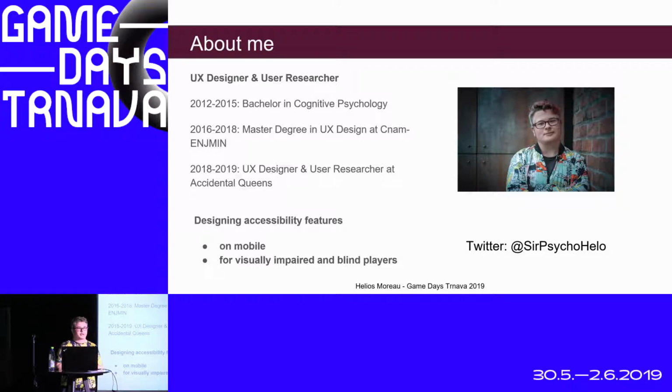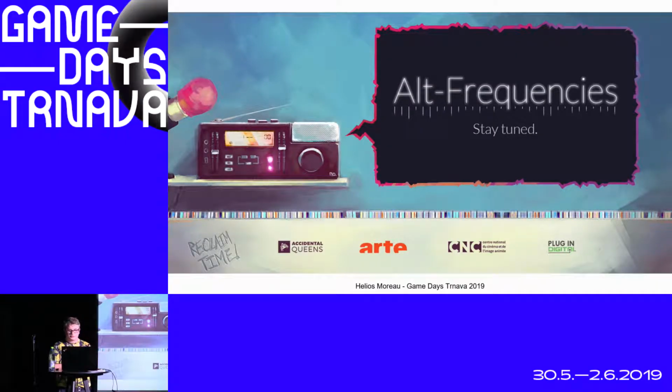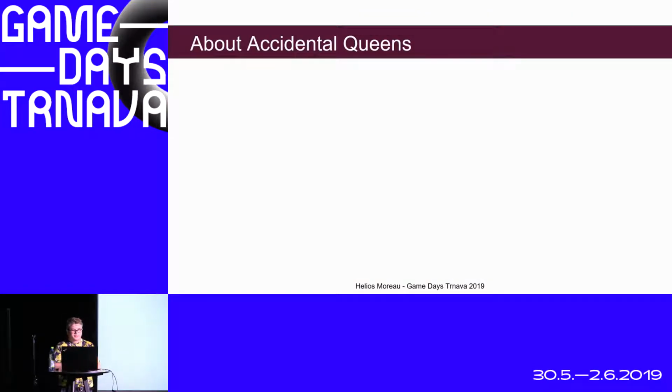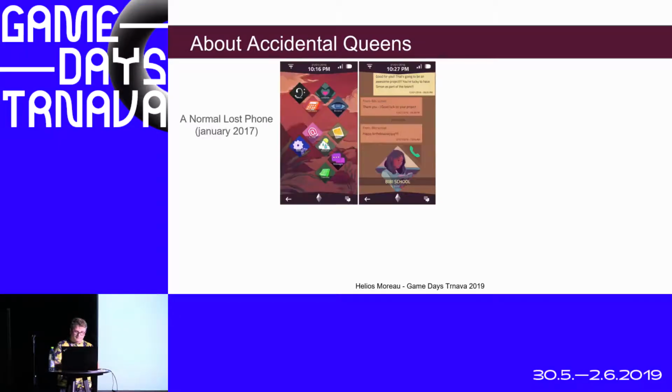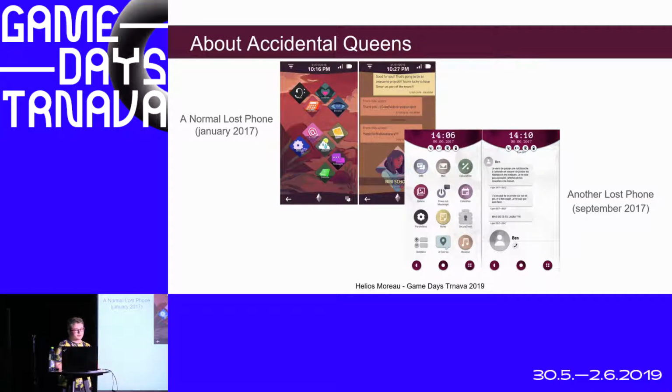So when I was at ENJMIN, I took an interest in the subject of accessibility in video games. And today, as I'm still learning about accessibility in general, I mostly have skills on mobile and in accessibility options for visually impaired and blind players, which is what got me to work with Accidental Queens on their third game called Alt Frequencies. So to tell you a bit about Accidental Queens, they are a small French studio that released 2 games before. A Normal Lost Phone, released in January 2017, and Another Lost Phone, released in September 2017.